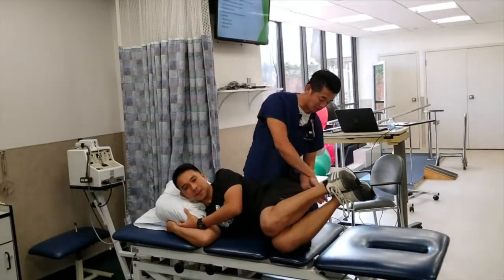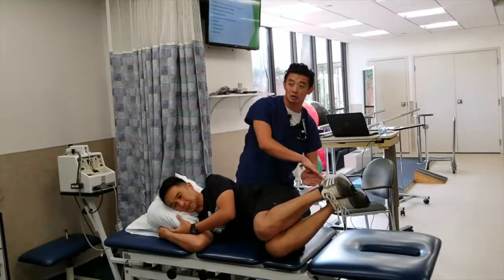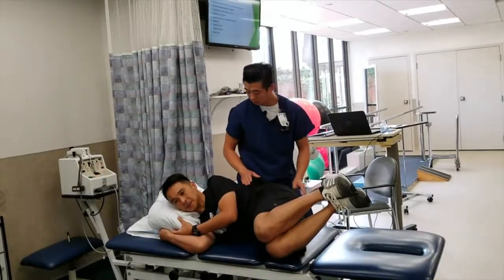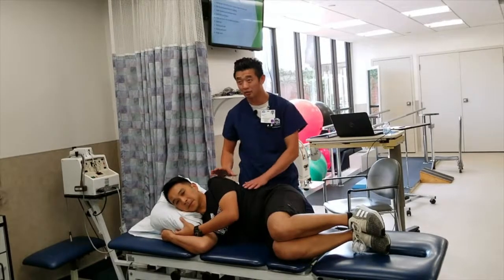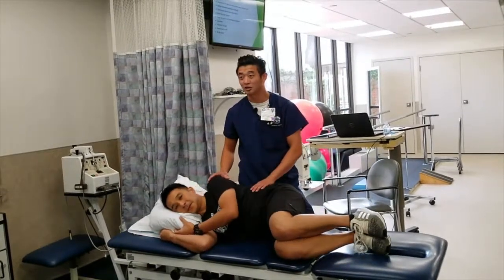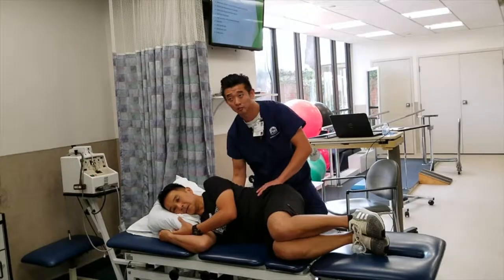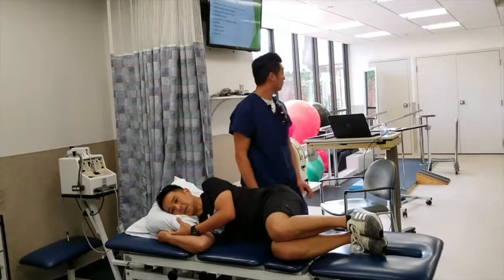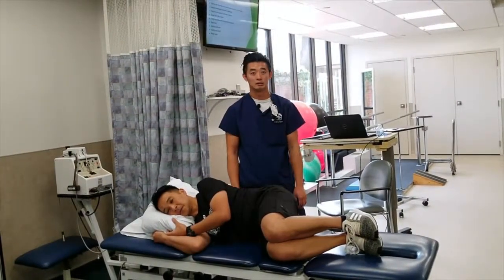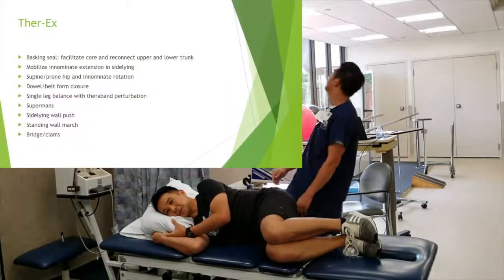Okay, so you can tell how his sacrum would be moving here, right? And we're working that. But you can tell he's moving easier down there, but up here he can't control it too much. So you can help. You can MWM with it, okay? And that's how you do the basking seal.